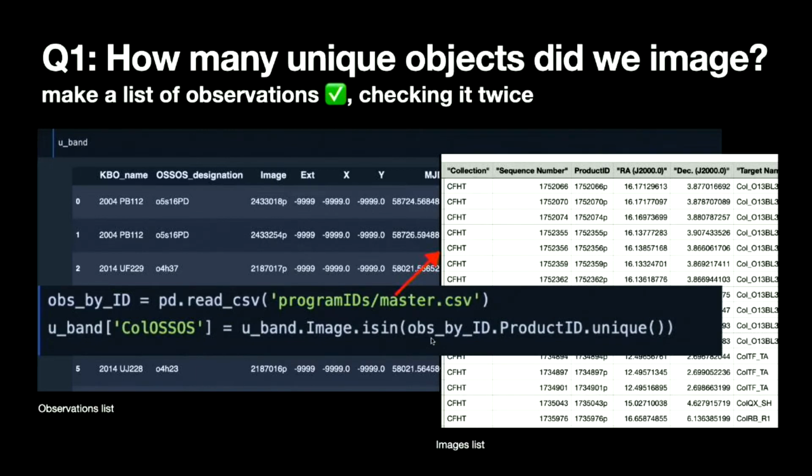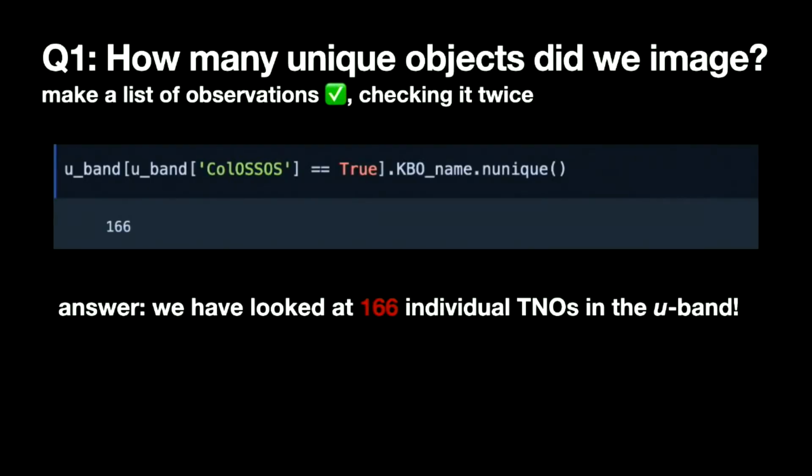So this was converted into a data frame, and then I just looked for all unique images and cross-referenced that with this column in Pandas, made a new column to set it equal to true so that I can just find where it's true and then count the unique TNOs in that data frame. So then I found out that we have looked at 166 individual TNOs in the U-band. So now I managed to characterize that section of my data. So that was very exciting, because that is a lot of TNOs being looked at in a wavelength region where like 10 have been looked at so far.